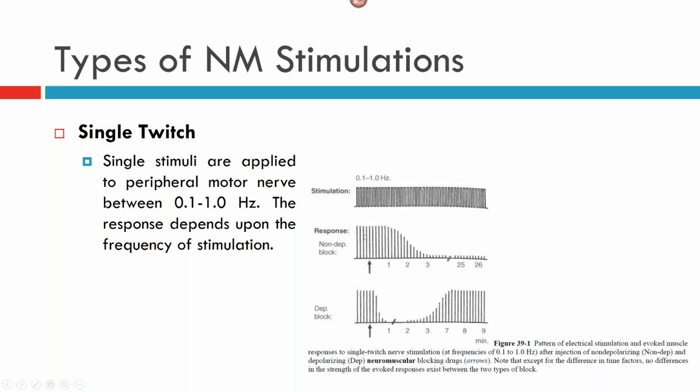The non-depolarizing block is slower in action but has a longer effect. The single twitch remains there for a few minutes, and then the amplitude starts decreasing and it disappears. Compared to the depolarizing block, which has an immediate effect, like succinylcholine, but it recovers within 5 to 6 minutes.